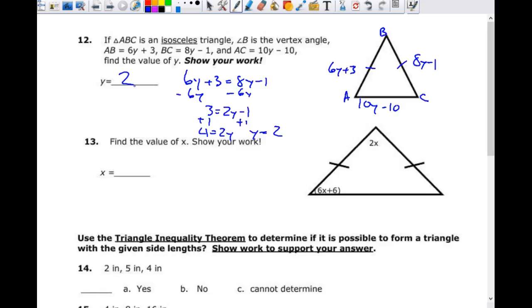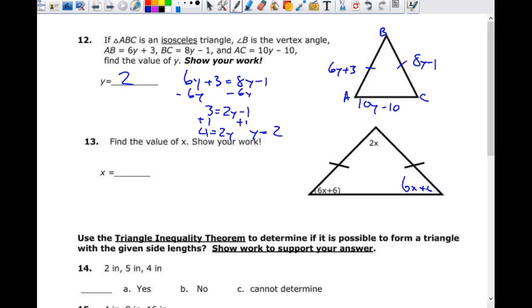Okay, this next one was probably the hardest problem in the entire test. You had to have realized this angle is the same as this angle. And how do I know that? Well, that's one of the properties in an isosceles triangle. These are the base angles, right? And the base angles are the same. So we actually know that this is 6x plus 6.